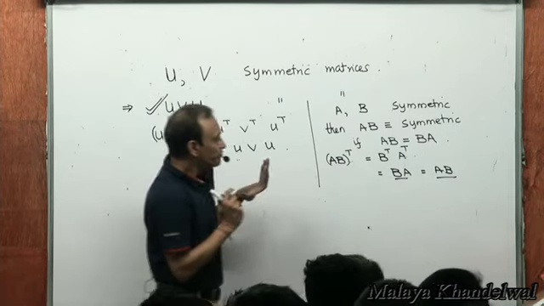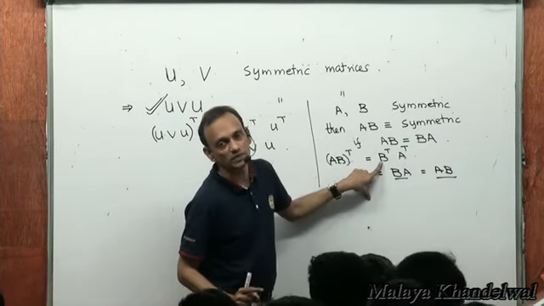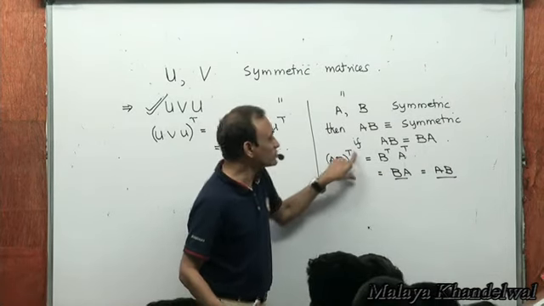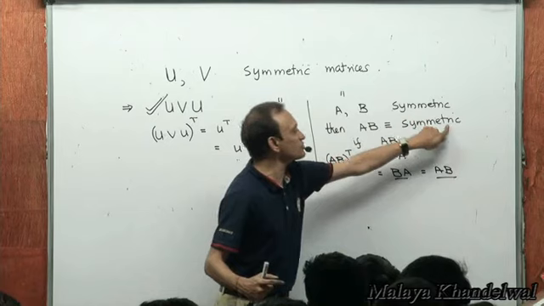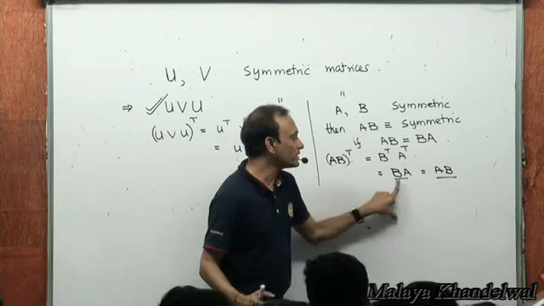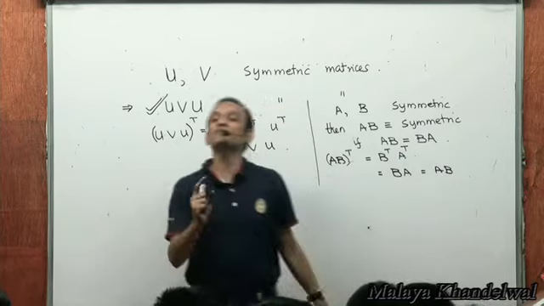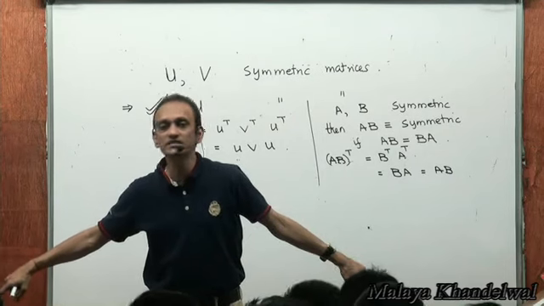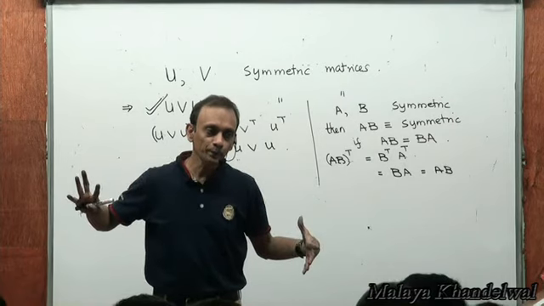Yes. See, AB transpose is B transpose into A transpose, right? But B transpose is B. A transpose is A. But if AB has to be symmetric, then AB transpose must be equal to AB, because I want AB to be symmetric. So that gives me BA equals AB. That means if BA equals AB, then AB will also be symmetric, given that A and B are symmetric matrices. How about it? All good?